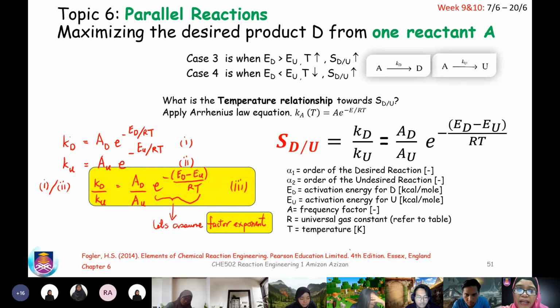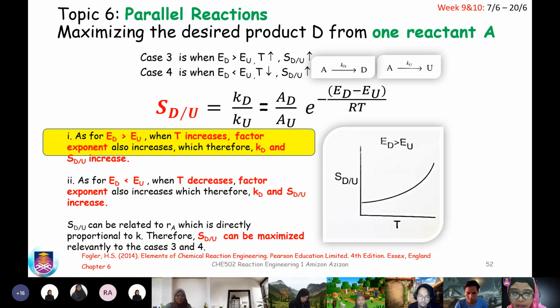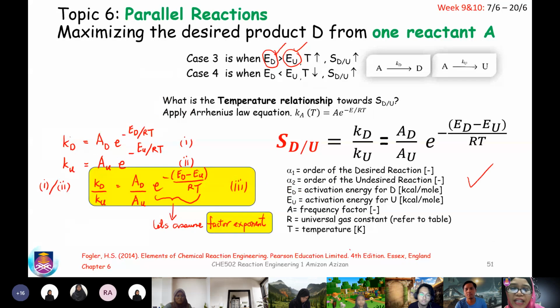Let us start with case number 3, whereby the activation energy of the desired product, ED, is greater than the activation energy of the undesired product. I'm going to go to the next slide. This slide is just a basic thing showing you two cases. In case number 4, the activation energy of the desired is now lesser than the activation energy of the undesired.